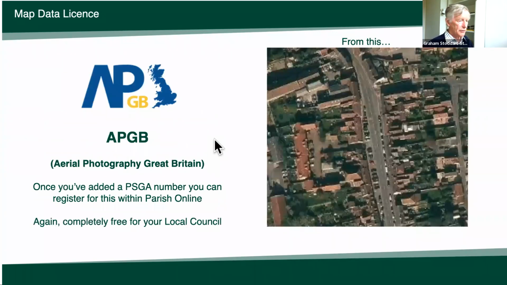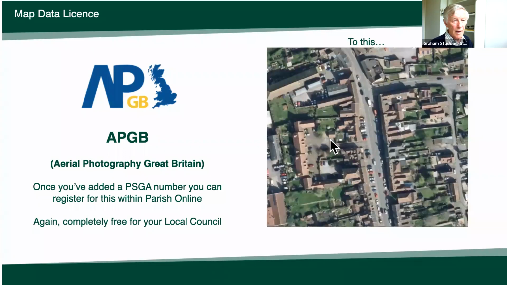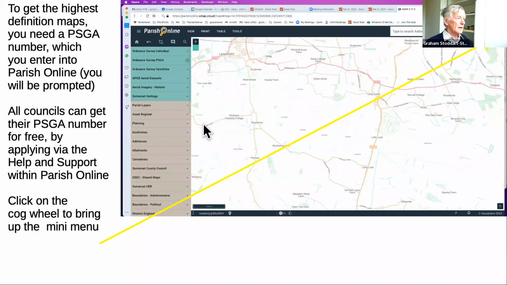Linked to your PSGA number is, again, free access to the aerial photography of Great Britain. And again, you're able to go from the diagram on the right to one with much more detail and much better definition. If you don't have these in your system, and we will touch on how to get them, then I strongly recommend that you do. In fact, since both of you are already up and running, I suspect you've already got them.